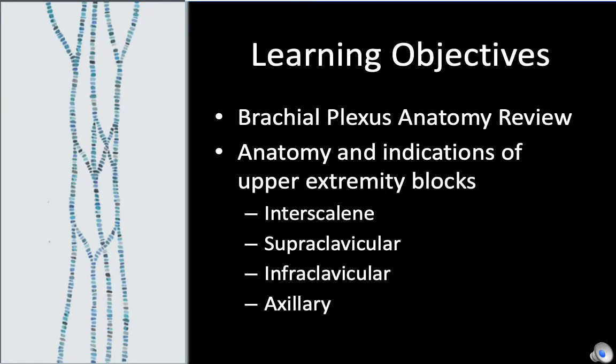As we review the brachial plexus, we will introduce the anatomy and indications for the four most commonly used upper extremity blocks: the interscalene, supraclavicular, infraclavicular, and axillary nerve blocks.